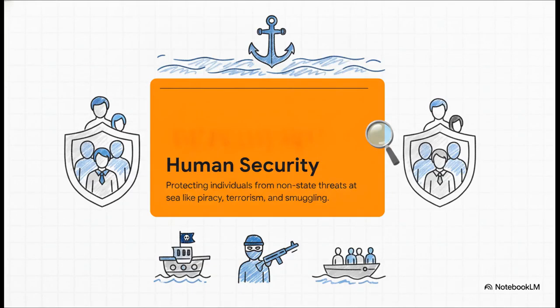Now let's shift our focus from the state level, right down to individual safety. While that first pillar was all about countries, this second pillar is about people. The formal definition of Pillar 2, human security, is protection of individuals from non-state threats at sea. This explicitly includes things like piracy, armed robbery, maritime terrorism, human trafficking, and migrant smuggling.